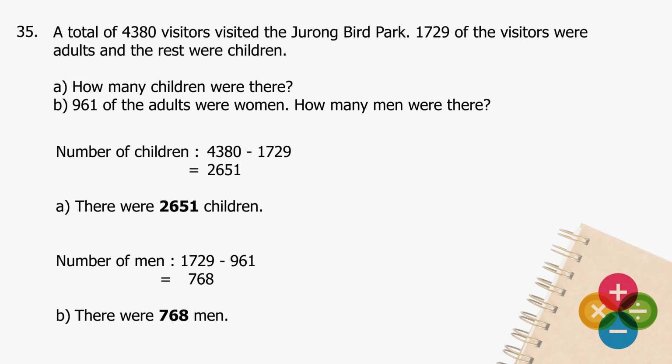The number of children will be: subtract 1,729 from 4,380, and the difference is 2,651. A. There were 2,651 children. The number of men will be: subtract 961 from 1,729, and the difference is 768. B. There were 768 men.